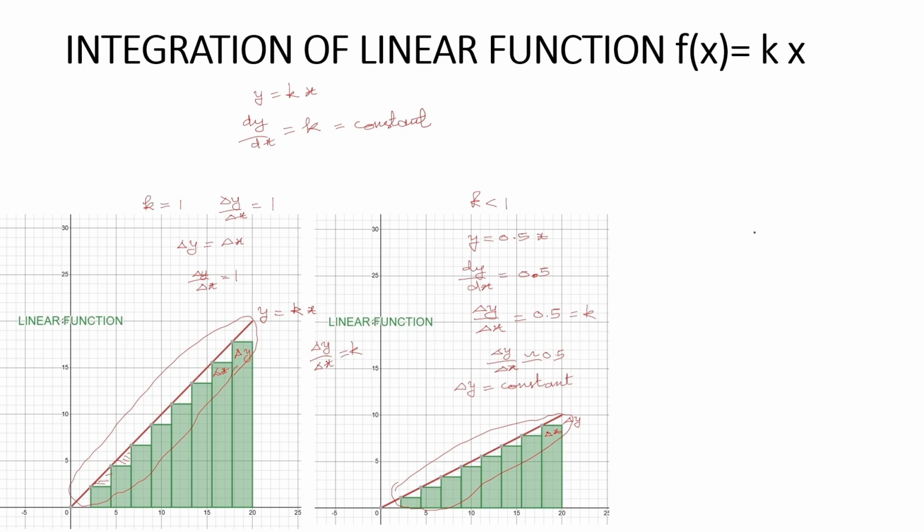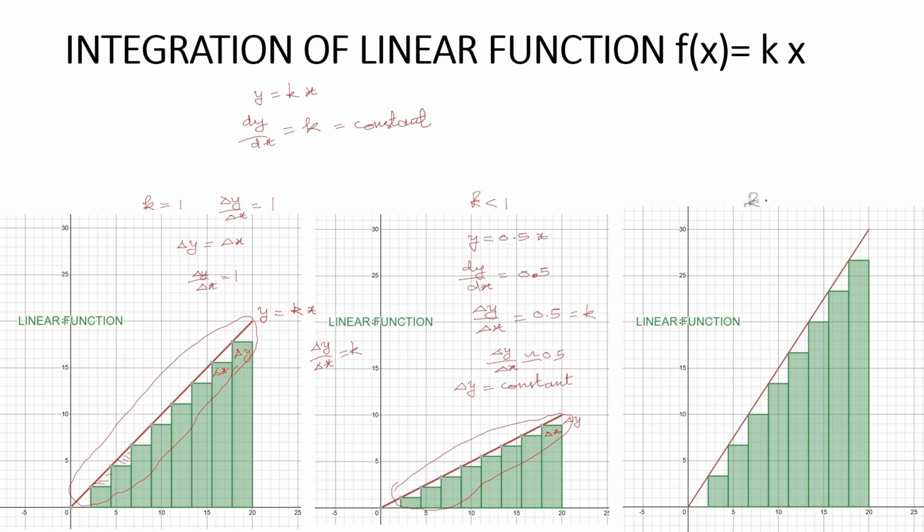Next, we will consider the case of k greater than 1 also. When k is greater than 1, the equation will be of the form y is equal to 1.5x. Then dy by dx will be equal to 1.5, and delta y by delta x will be approximately 1.5, which is equal to k. And here you can find this is delta y and this is delta x, and delta y is greater than delta x. So that is how we have k greater than 1. Though k is greater than 1, delta y is greater than delta x.